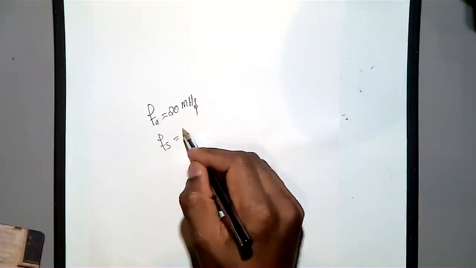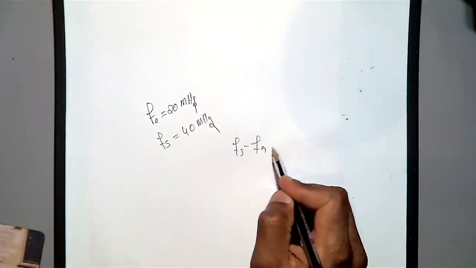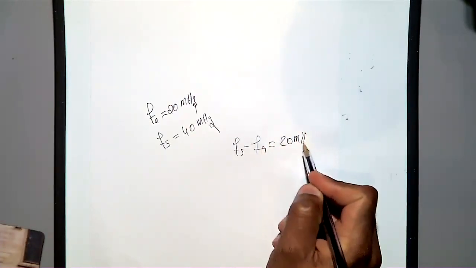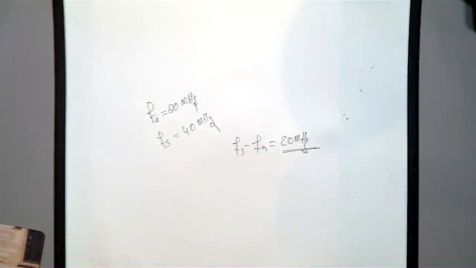What is the sampling frequency? Yeah, so you are going to use fs equal to 40 megahertz. So what is fs minus fa? That is equal to 20 megahertz. It means all the frequencies after 20 megahertz will be folding back into your frequency of interest.